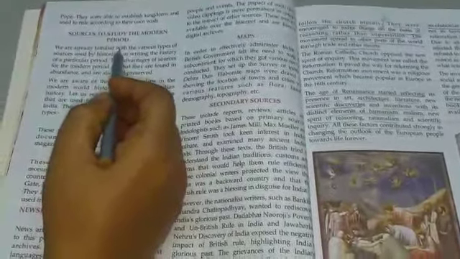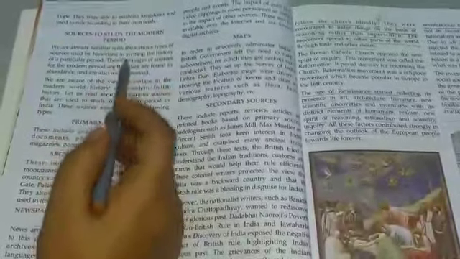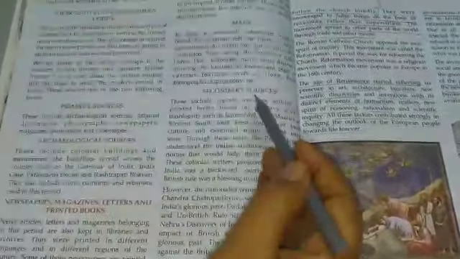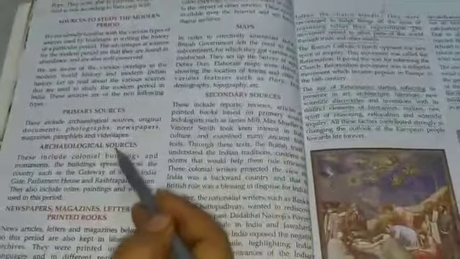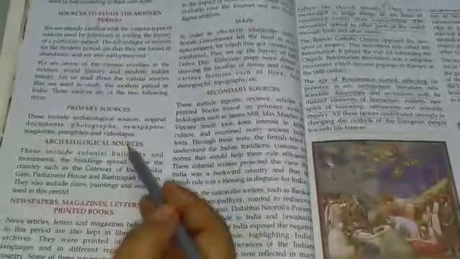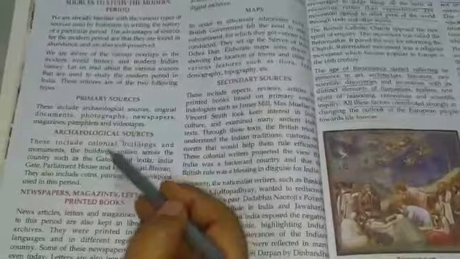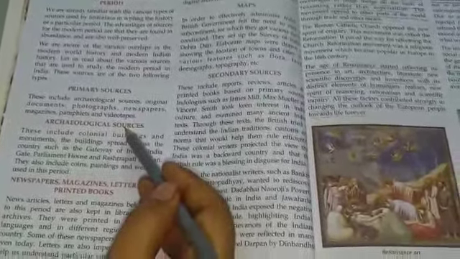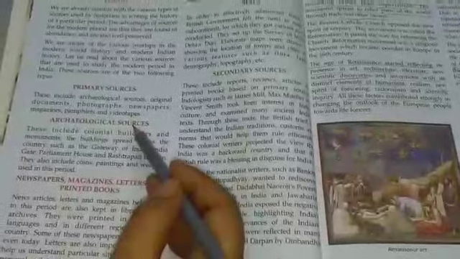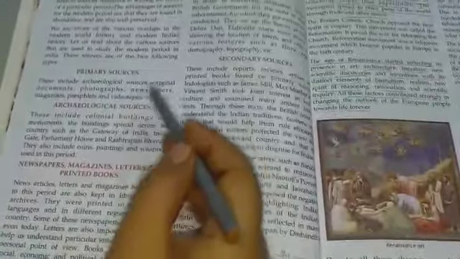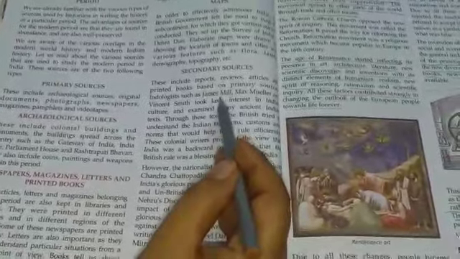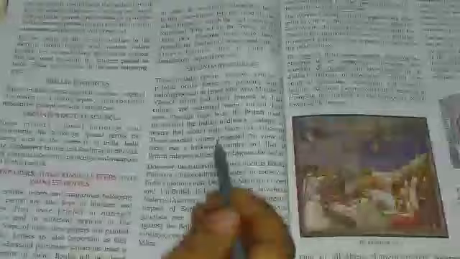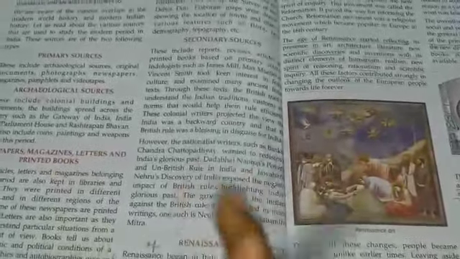Sources to study the modern period can be classified into two groups: primary sources and secondary sources. Primary sources include archaeological sources, original documents, photographs, newspapers, magazines, pamphlets, and videotapes, whereas secondary sources include reports, reviews, articles, and printed books based on primary sources.